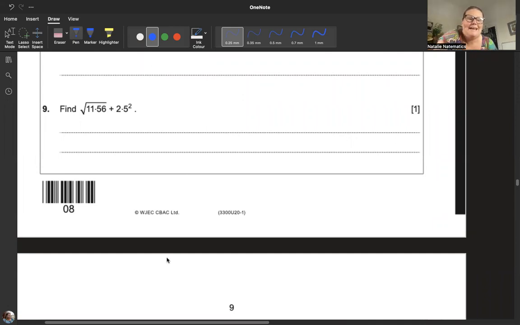Anyway, it says here, find the square root. That's what this sign is here. It's like a tick with a lid, isn't it? So we've got the square root. On my calculator, I'm just going to click on the square root. I'm going to do 11.56 equals. And then I'm going to say plus 2.5, and I'm going to press the square button, which is the button that looks like this.